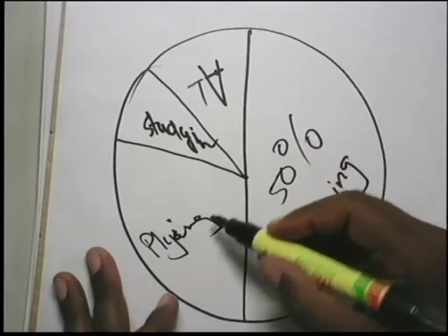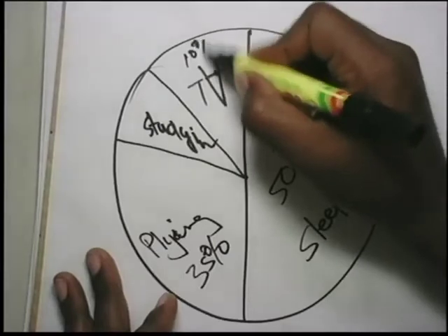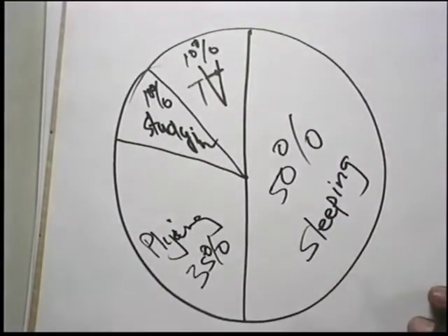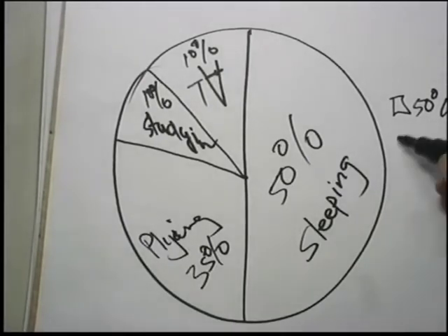And you can add the value there. This is now 35%, this is 10%, this is 10%. Or you can add the value also outside. You can have a key here, for example, where you say that 50% is sleeping. And then you can say another key here, maybe with a different color. You put it there, you say it's 10% for TV.